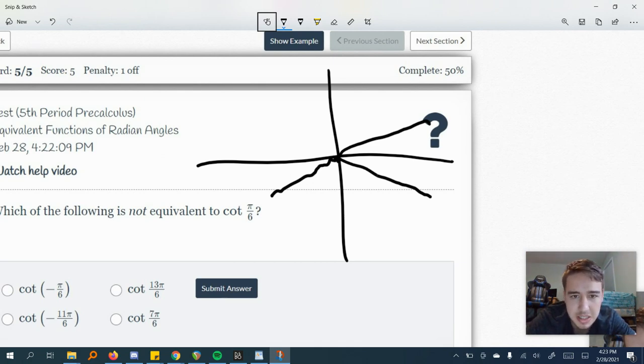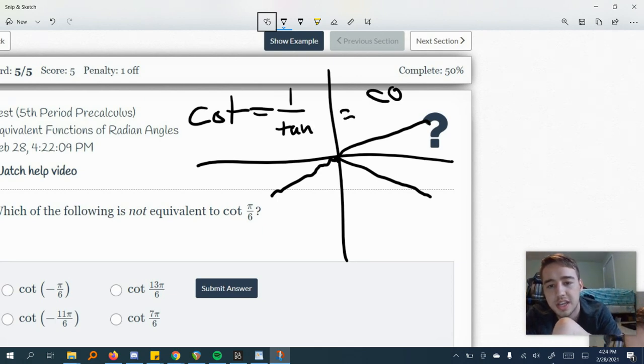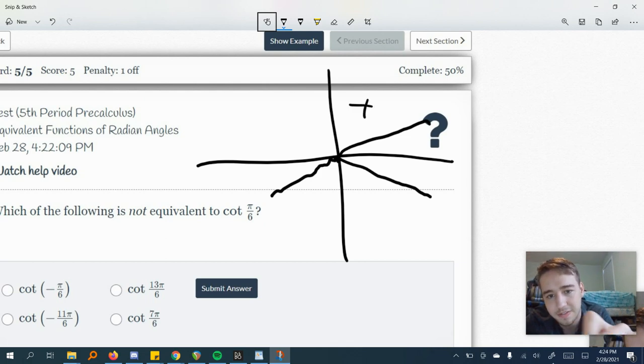What that means is if we plug this into a calculator, we're going to get the same result aside from whether or not our answer is positive or negative. From here, all we need to do is determine which quadrant's cotangent is positive and which is negative, upon which we can make our judgment call as to which one is the odd man out. So cotangent is 1 over tangent, which is cosine over sine. And we know that this is going to be positive and negative just where tangent is positive and negative. So positive in 1 and 3, negative in 2 and 4.